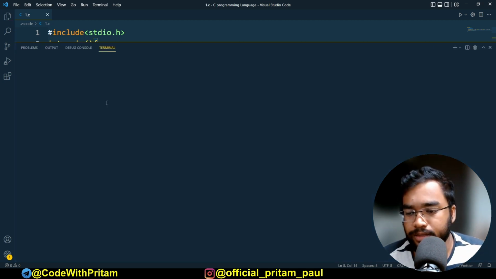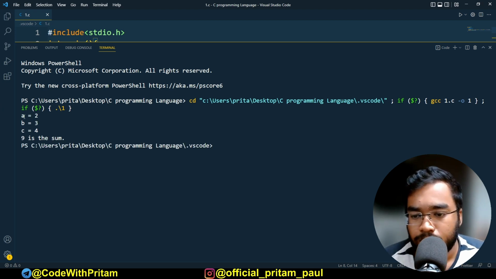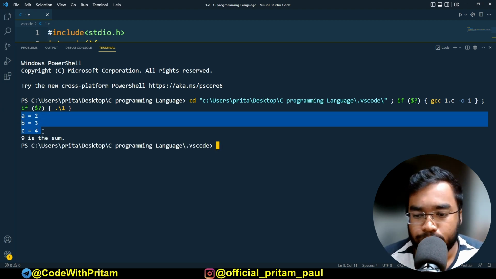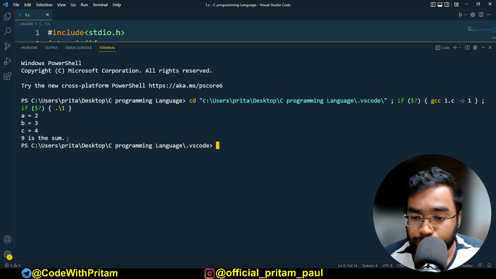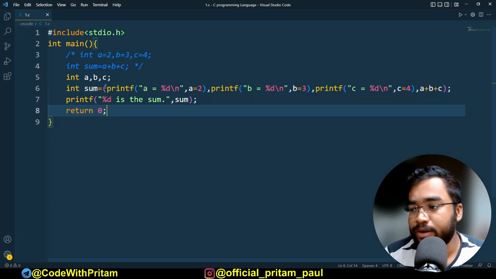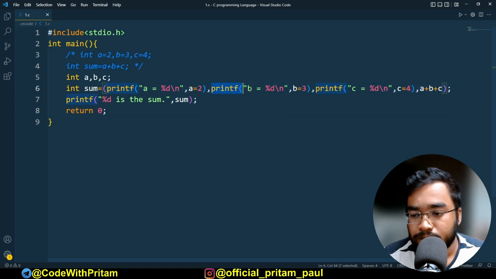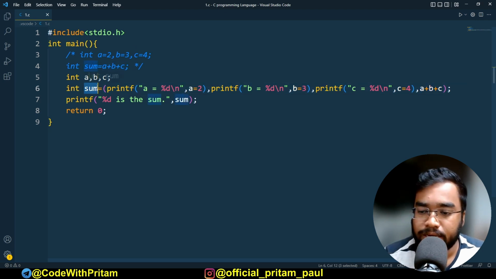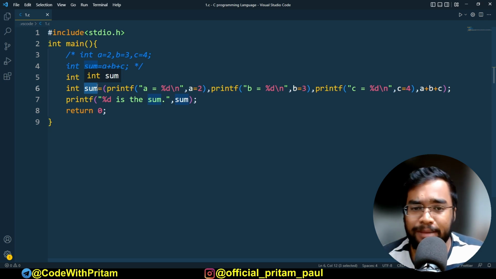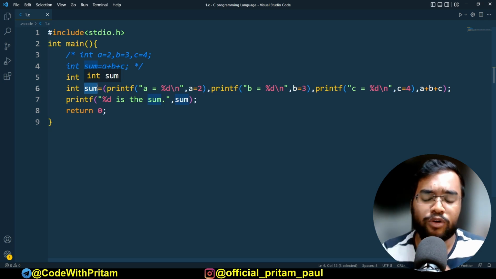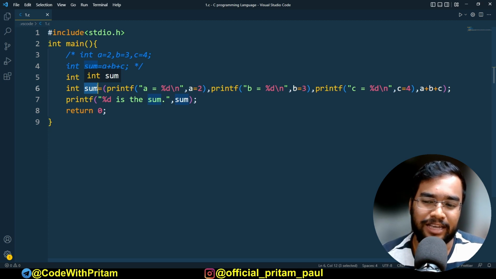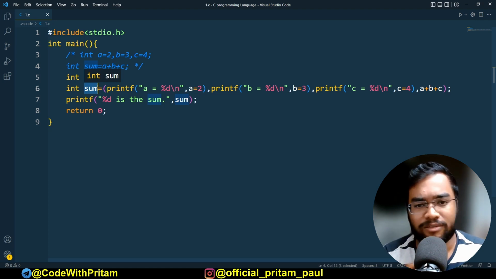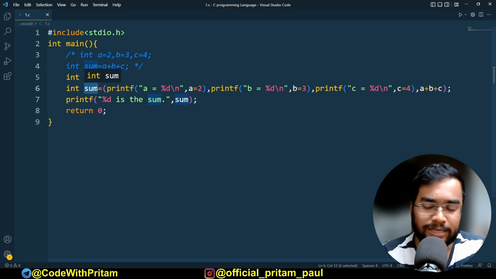So let's check whether everything is correct or not. So here you can see that a equal to 2 has been printed out, b equal to 3 has been printed out, c equal to 4 has been printed out, then sum equal to 9 has been printed out. That means this line is going to be executed first, and after that this one, and after that this one, and after that the last one will be assigned to the sum. So this is the basic application of the comma operator. It won't be used in your day-to-day coding journey, I guess, but it's good to know. So that's why I've discussed all these things. Okay, I hope it is clear to you all.